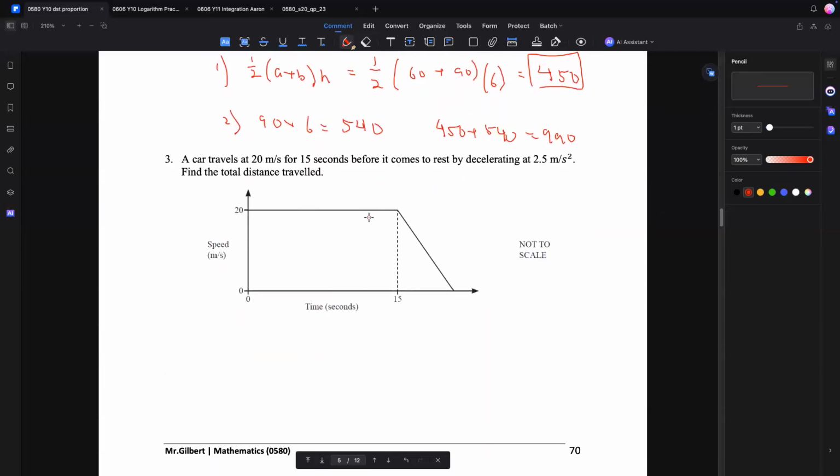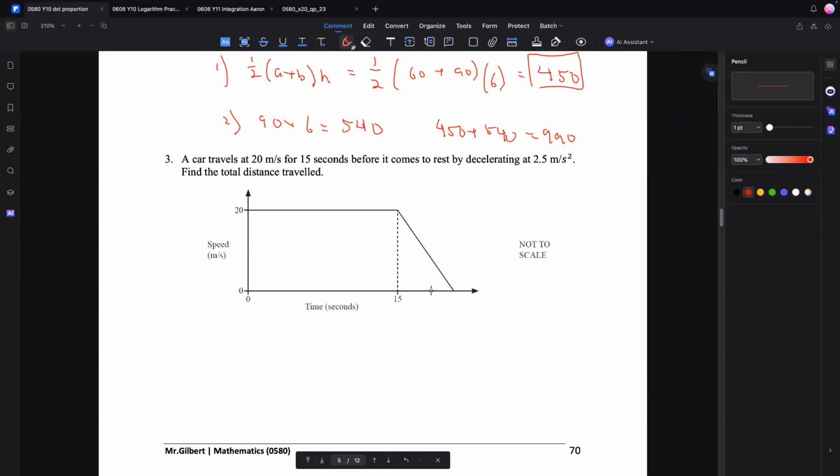A car travels at 20 meters per second for 15 seconds before it comes to a rest by decelerating at 2.5 meters per second squared. Find the total distance traveled. So we got the speed here, 20. We got our first time here, which is 15, but we don't have our second time. How are we going to find that? We know that it's decelerating at 2.5, and we know our speed is 20 meters per second. So what can we do here to get our time? Any idea?